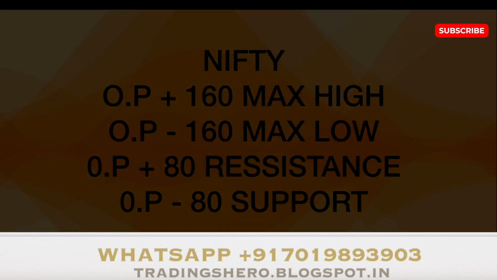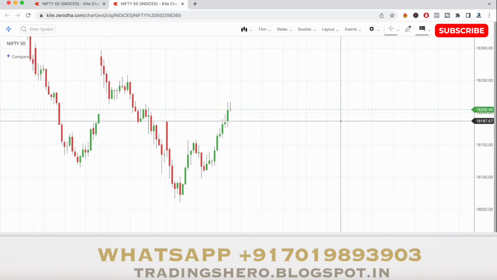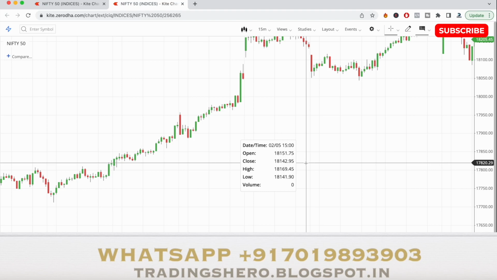So you can just calculate these levels and mark them on the chart. Once you mark those levels, I'll tell you further in this video how to observe those levels and how to trade on them. So this is the market analysis for tomorrow for the Nifty 50.